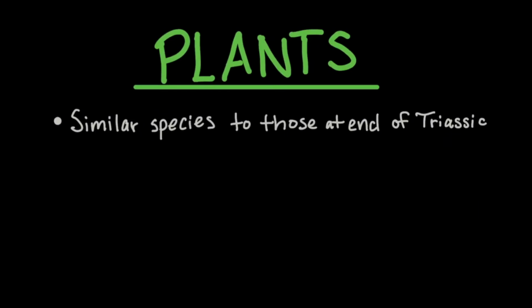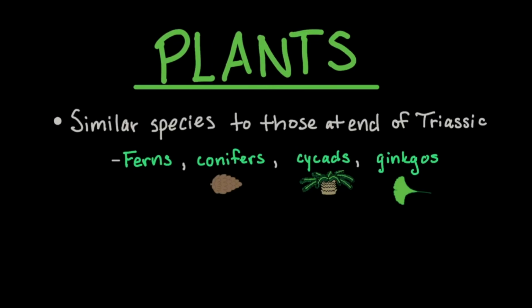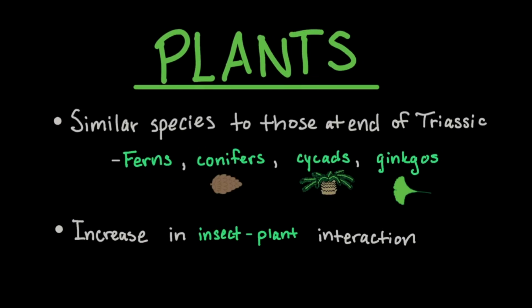Plant species were similar to those found at the end of the Triassic. Plant biodiversity mostly consisted of ferns, conifers, cycads, and ginkgos. During this time, we also have the diversification of insects. This led to an increase in insect and plant interactions. Insect pollen transfer from plant to plant began in the late Jurassic.